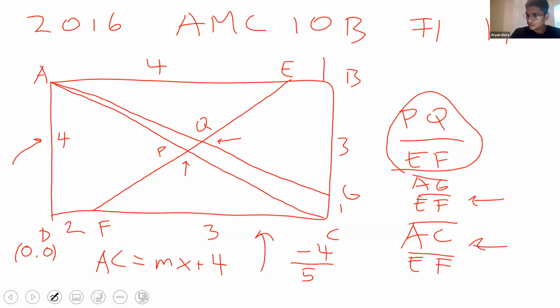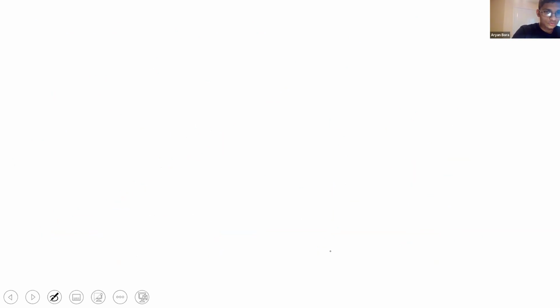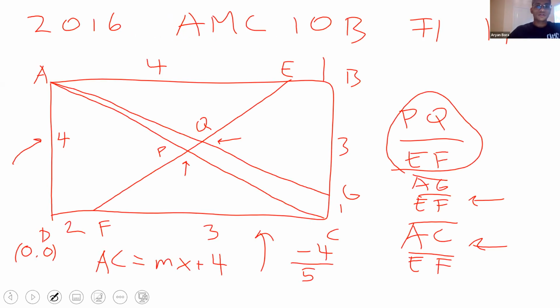So from that, we can find the equation of line AC as y equals -4/5 x plus 4. Awesome. Now I'll give you probably a minute. Could you guys try and find the equation of line AG? Line AG.